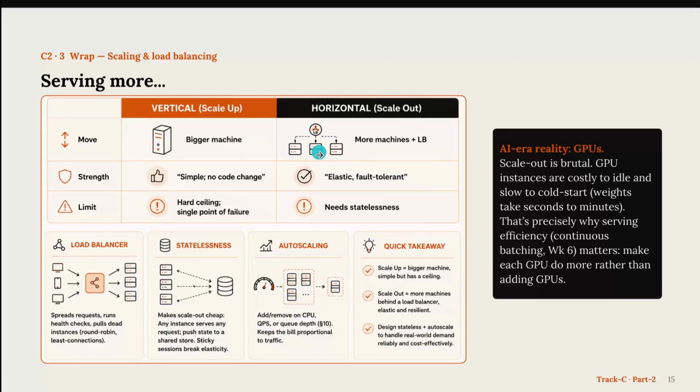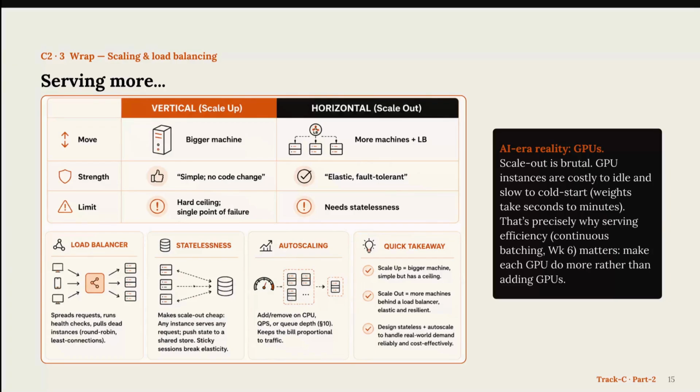And the AI era reality is about the GPUs. Okay, imagine these are GPUs, and you are sending requests here. The companies would have put in a lot of money to purchase these GPUs, so they can't sit idle. And if you have to spin up another instance, these models are in GBs, gigabytes of size. So for them to copy and bring that system up, it takes a lot of time, which we call cold start. And that's why the problem of serving efficiency becomes very critical in AI.